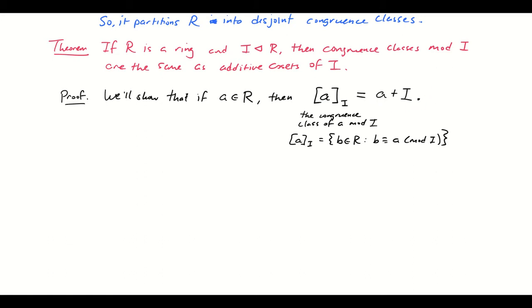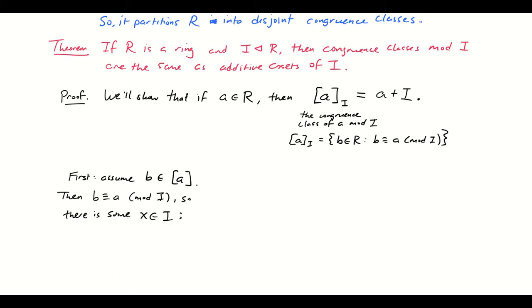Okay, so we'll do this the usual way. We're proving two sets are equal. Let's prove each is a subset of the other one. All right, so first, assume that B belongs to the congruence class of A. Then that means B is congruent to A mod I. So that means there exists some X belonging to I such that B plus X is equal to A, because that's what it means for B to be congruent to A mod the ideal. It means there's some ideal element which adds to this to give this.